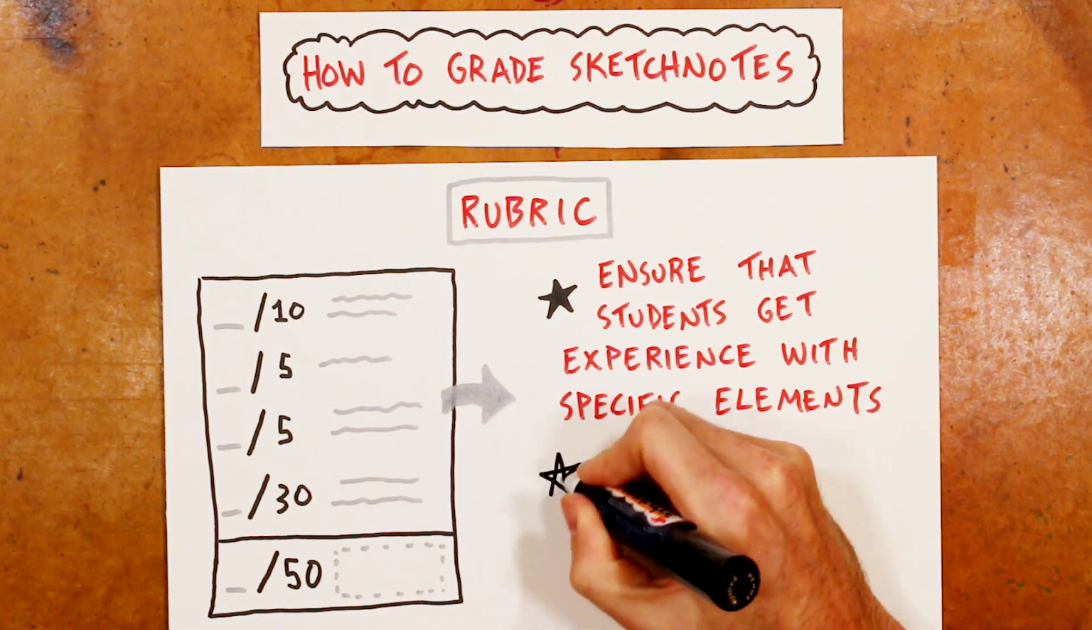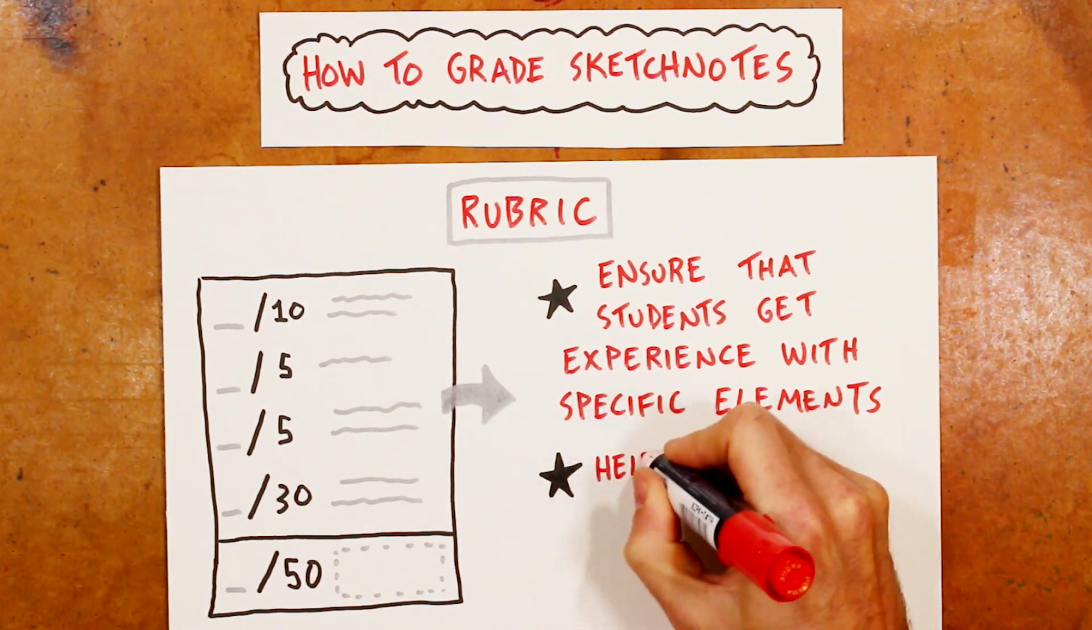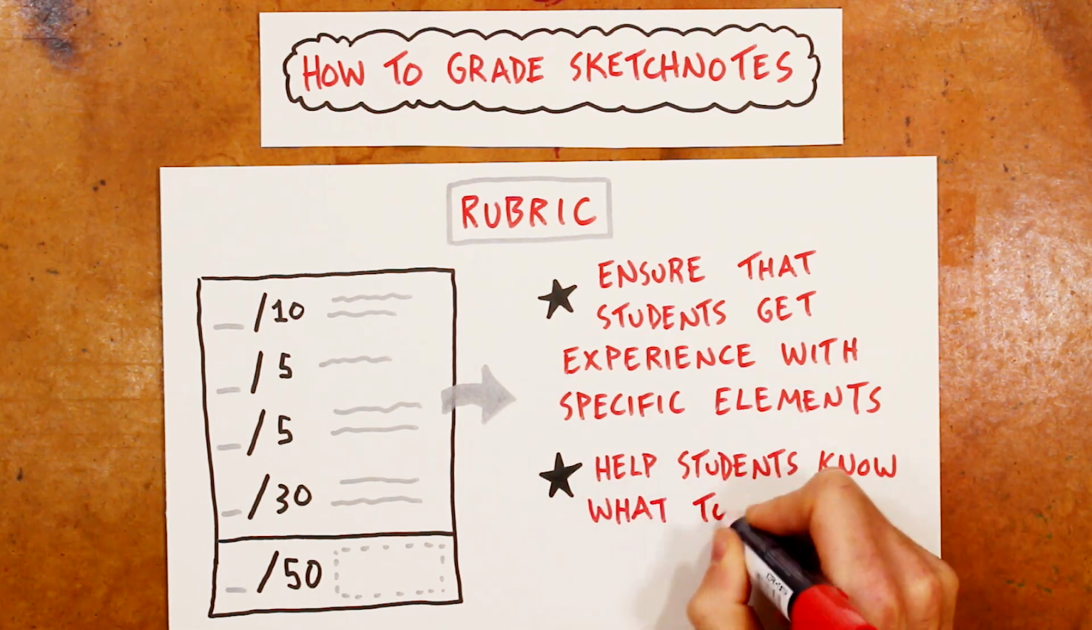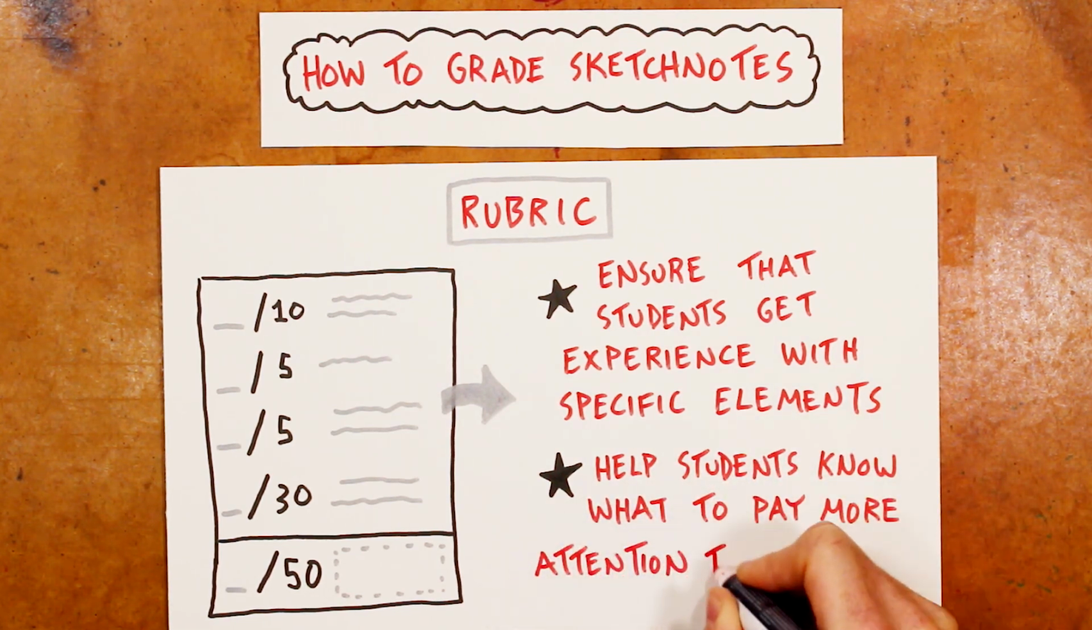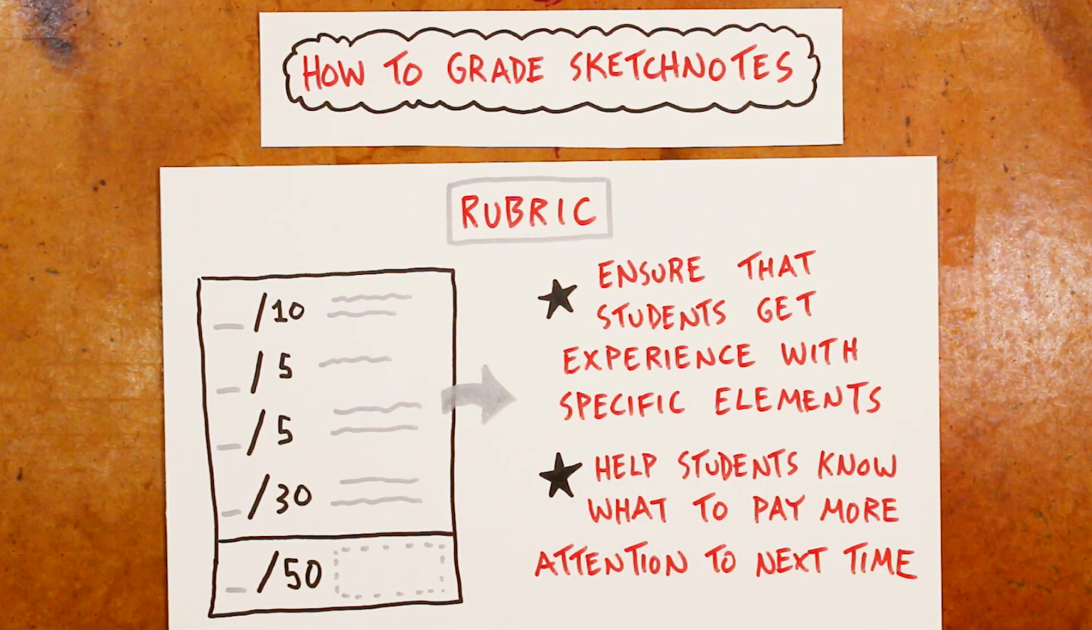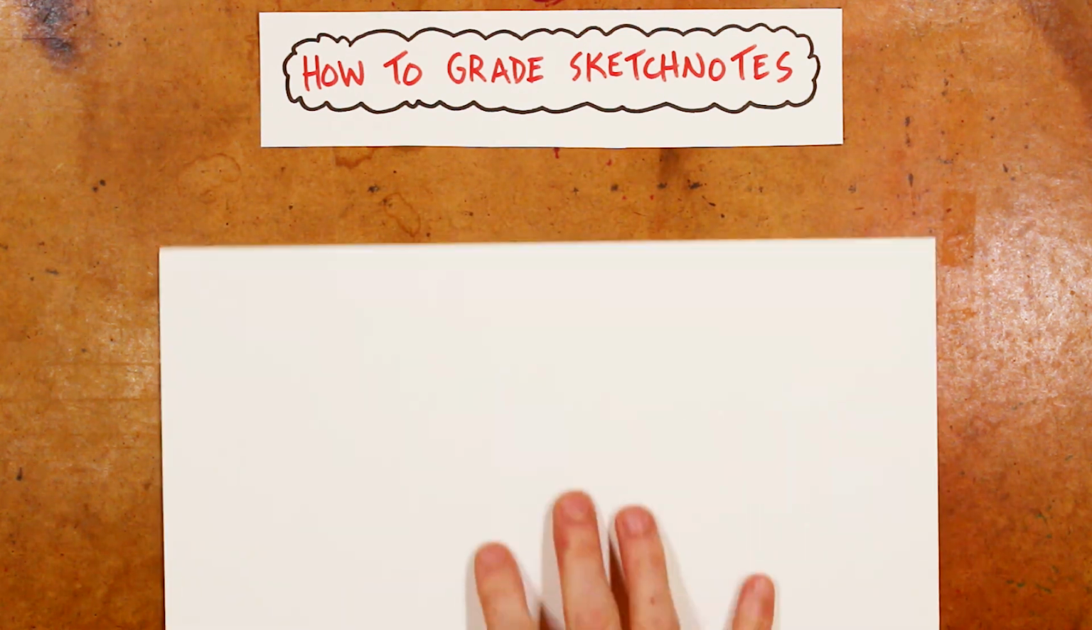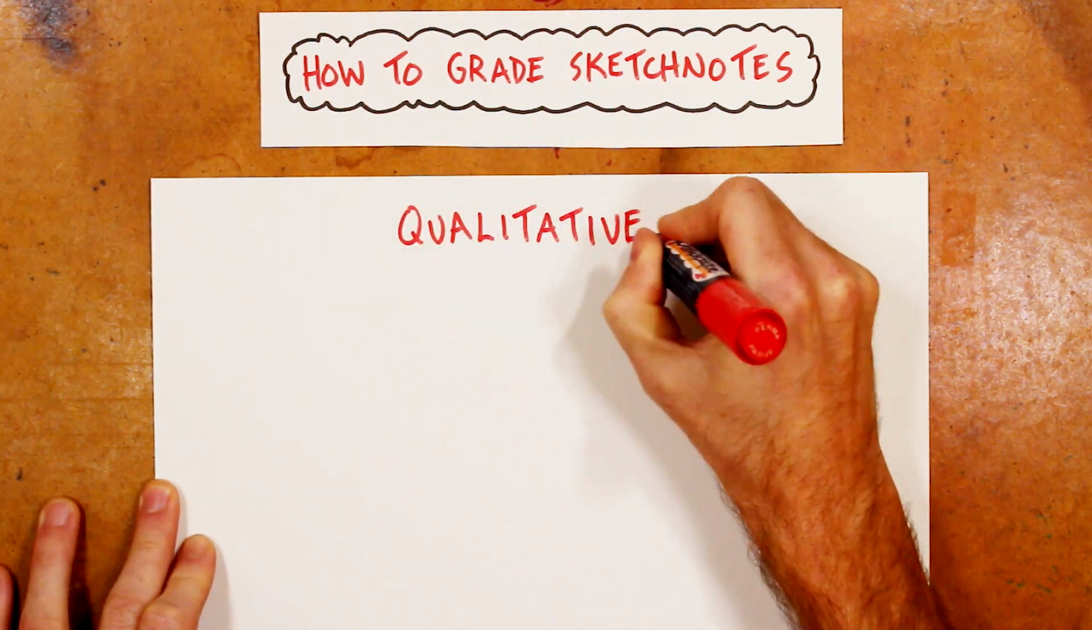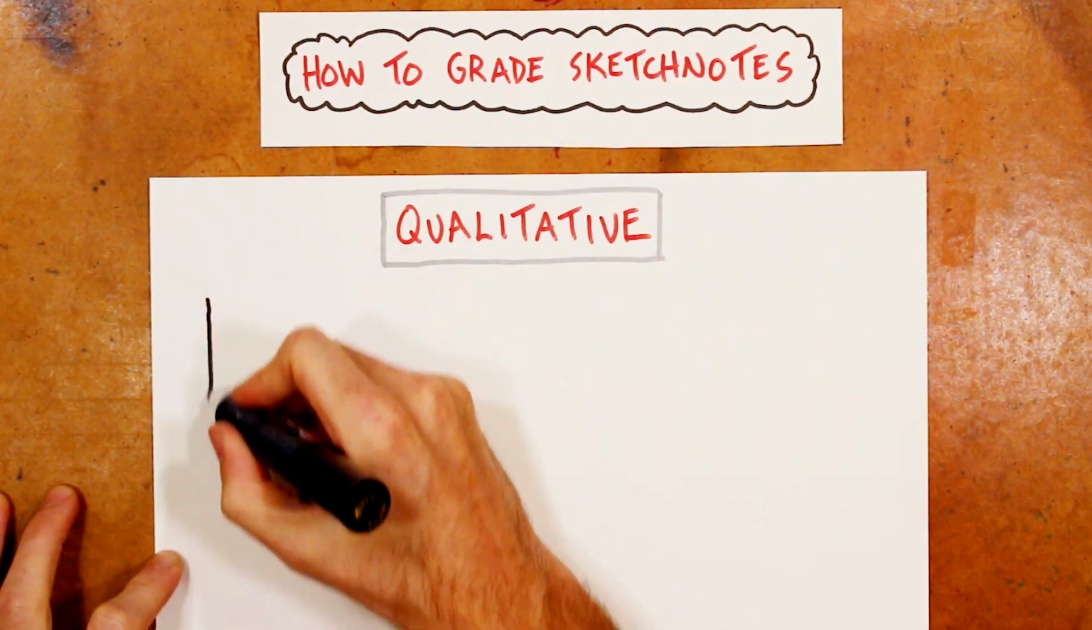And then also, based on the scores that they get in each of those categories, it can help each student know what to pay more attention to next time. So the things that didn't go so well, they can put a little bit more emphasis on the next sketchnoting session. So that's primarily a quantitative way of grading sketch notes. Let's next look at an approach that's much more qualitative. In this case, the feedback might look something like this.